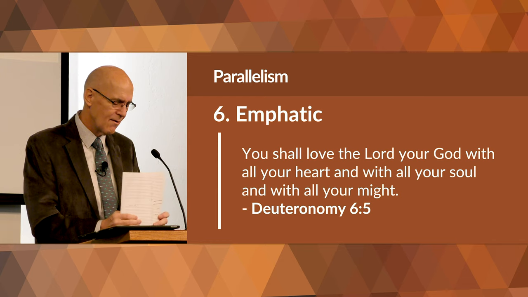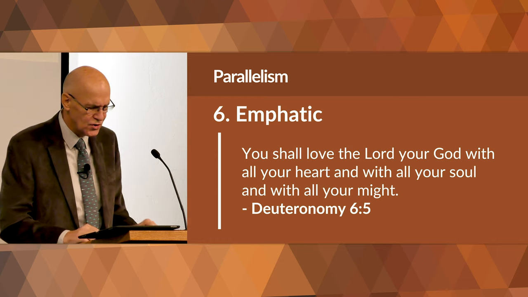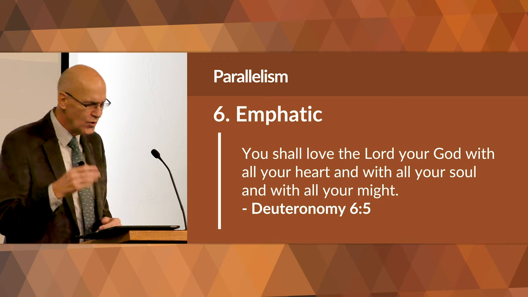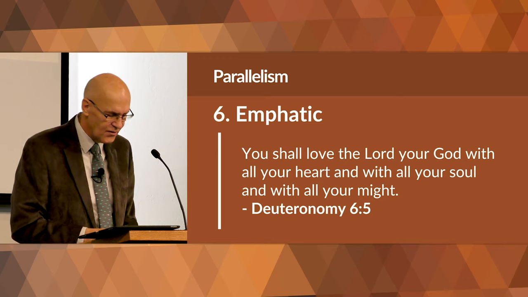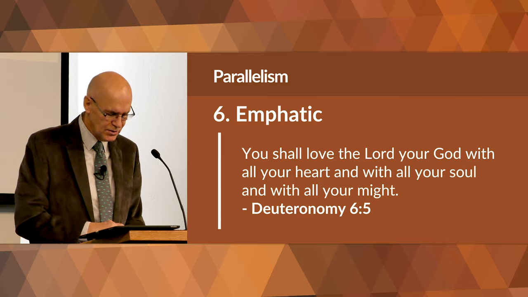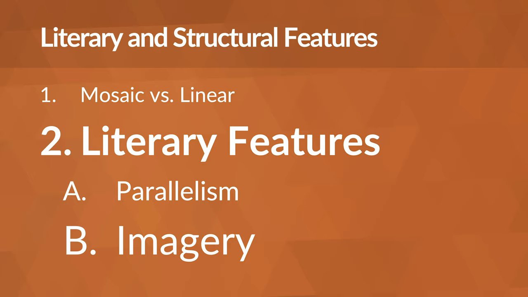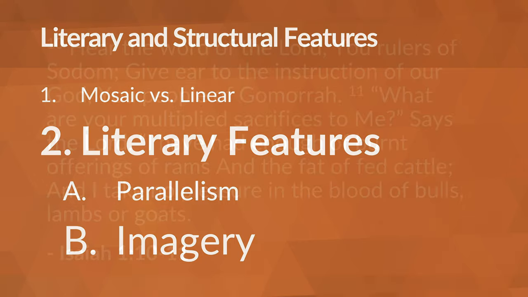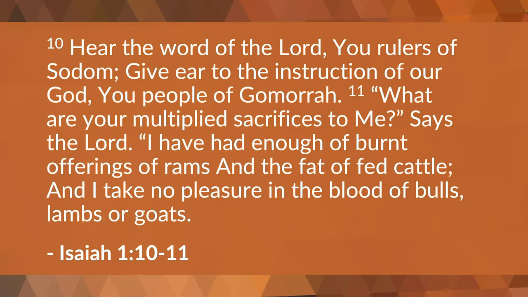Now, I explain all of this to show that Isaiah uses these as well as other devices throughout his book. For example, he uses imagery. Now, the imagery that Isaiah uses becomes evident when comparing different passages. So in chapter 1, verses 10 and 11, I want to show you the idea of imagery here, okay?